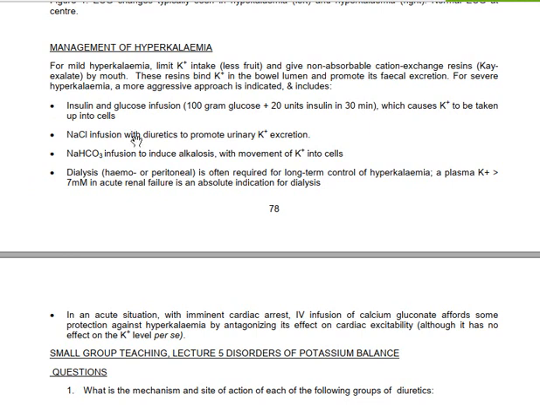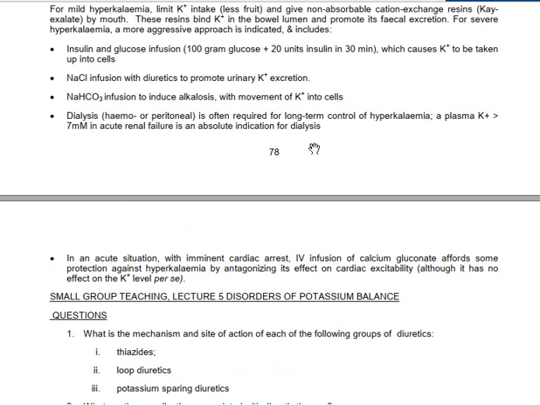Now the next one, you can use sodium hydrogen carbonate infusion. Sodium bicarbonate infusion is used when you have hyperkalemia in case of acidosis. You give sodium hydrogen carbonate if you think that the patient has hyperkalemia with acidosis, such that you can induce an alkalosis that is going to reduce the potassium ion in blood.